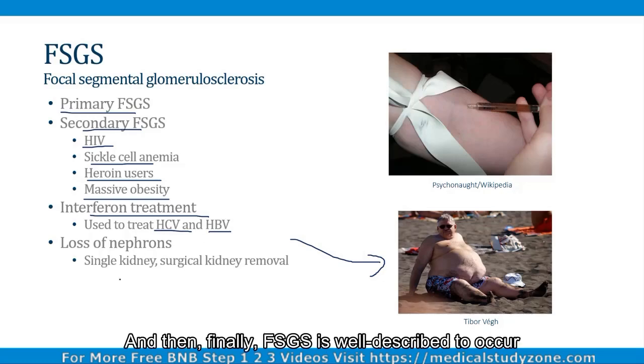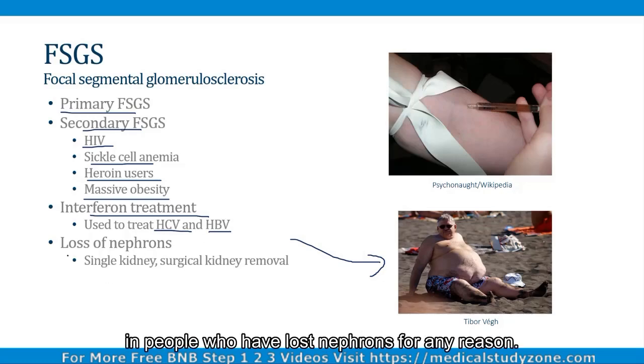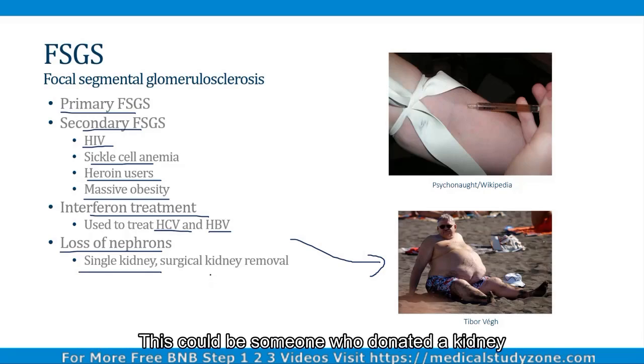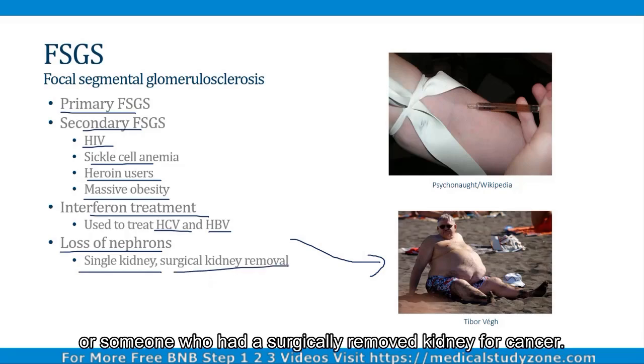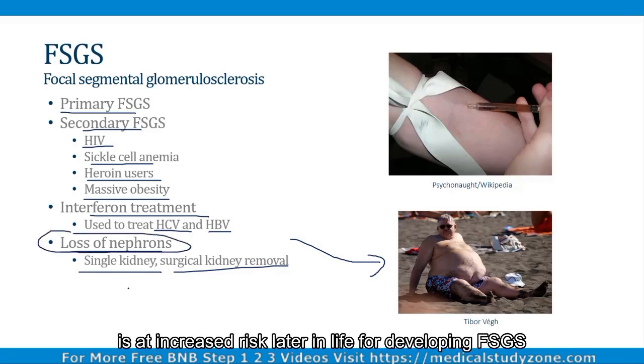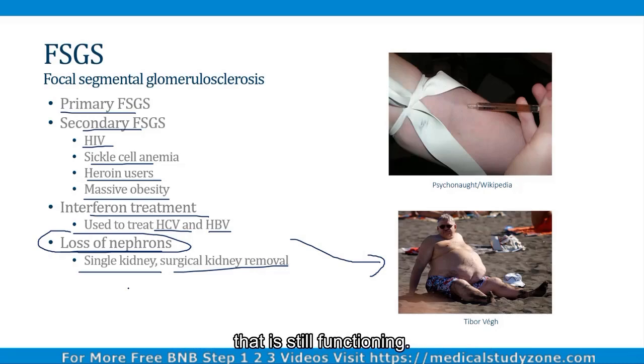And then finally, FSGS is well described to occur in people who have lost nephrons for any reason. So this could be someone who was born with a single kidney. This could be someone who donated a kidney, or someone who had a surgically removed kidney for cancer. Any patient who's lost nephrons is at increased risk later in life for developing FSGS in whatever kidney tissue they have that is still functioning.